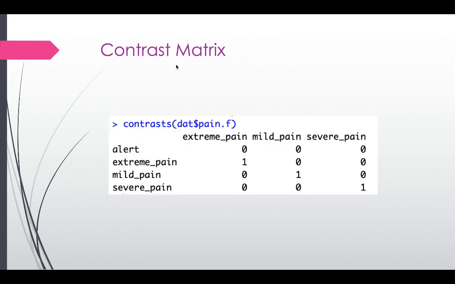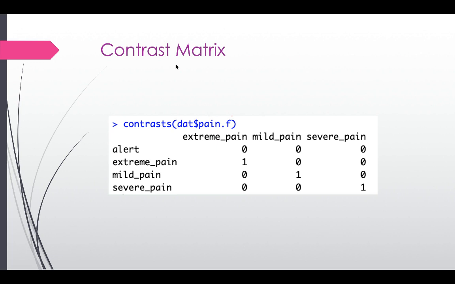Looking specifically at this coding matrix, we can see how we coded that categorical predictor, pain. Dummy coding is the default in R, so when we set this factor variable, it is automatically dummy coded. This allows us to look at the mean comparisons between our base class and all other classes. From this matrix, we can see that our base group is alert, and we're comparing alert to mild pain, alert to severe pain, and then alert to extreme pain. So that's why we have 3 levels.